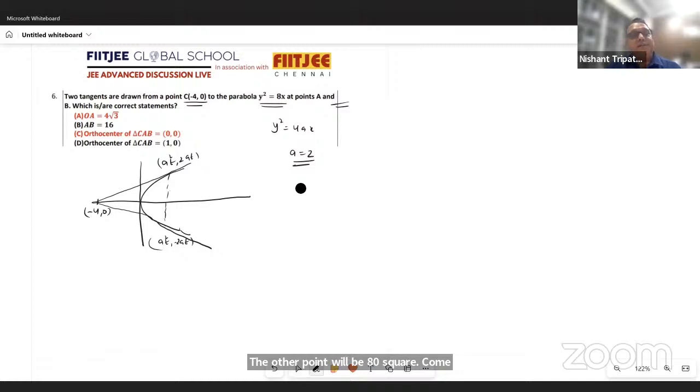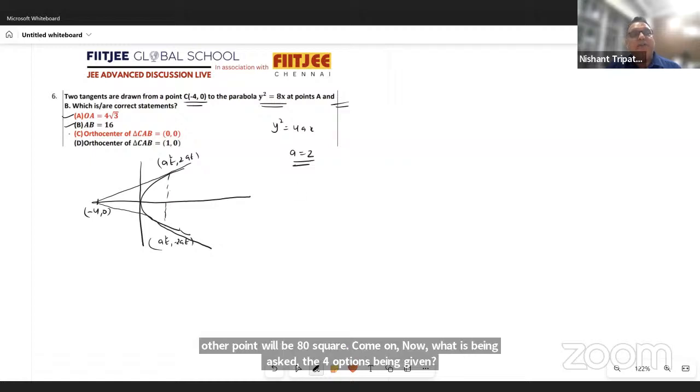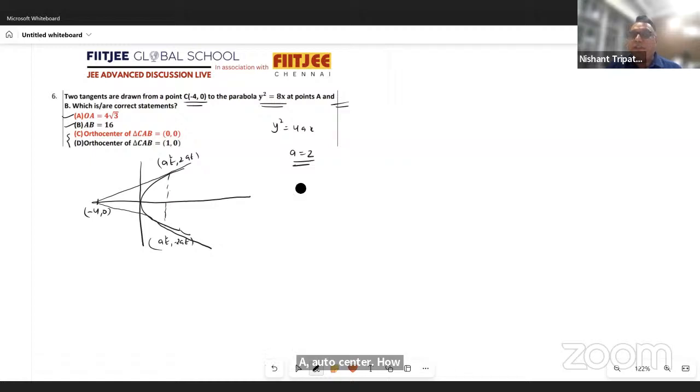Now, what is being asked? The four options being given: OA, AB, orthocenter. Orthocenter possibilities are (0, 0) or (1, 1). That means any one of them is only right, and these two things need to be checked individually. This point is given as point C, and these are the two points given as A and B.